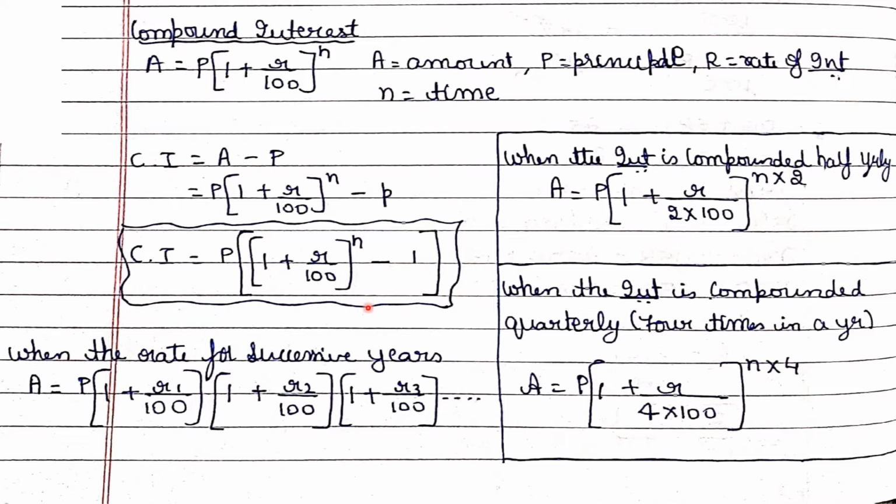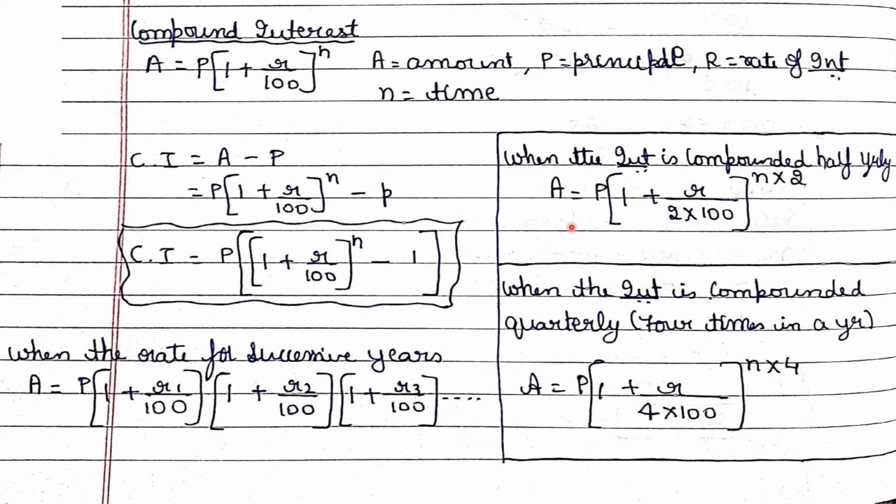If you have different rates in successive years, for example 6%, 7%, 8%, you have to take 1 plus 6 by 100, 1 plus 7 by 100, 1 plus 8 by 100. So if you have rates for successive years, the formula is amount is equal to P into (1 plus R1 by 100), (1 plus R2 by 100) and (1 plus R3 by 100).